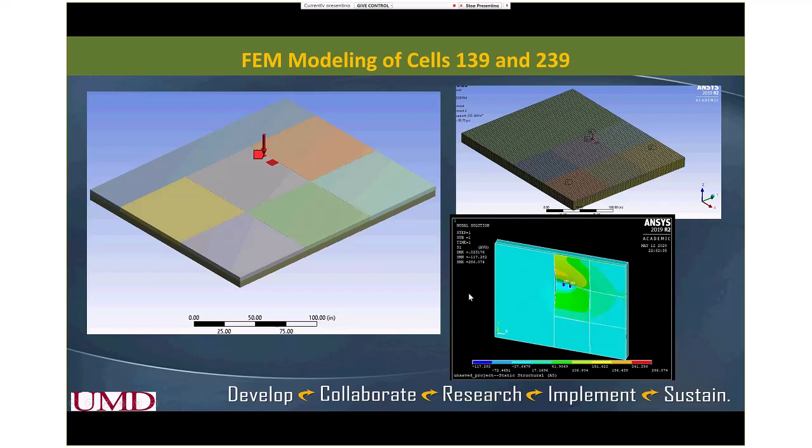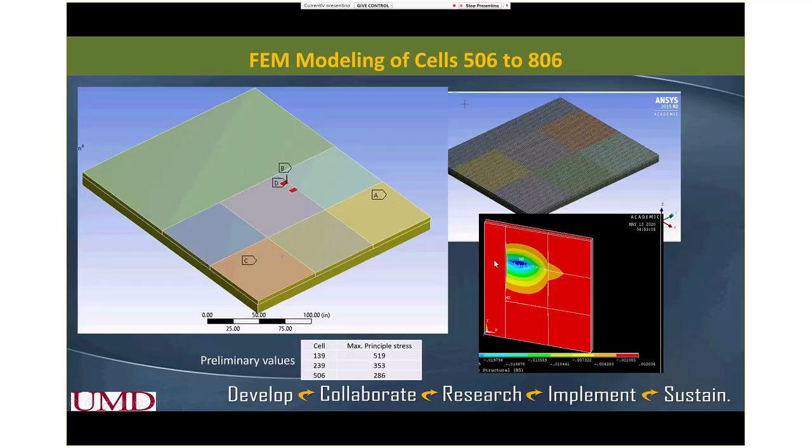We also created models for 506 through 806 so far, but we are still working on refining a lot of stuff. We did not start running a batch of the files yet. This is just an example of different stress. So our models are pretty accurate.